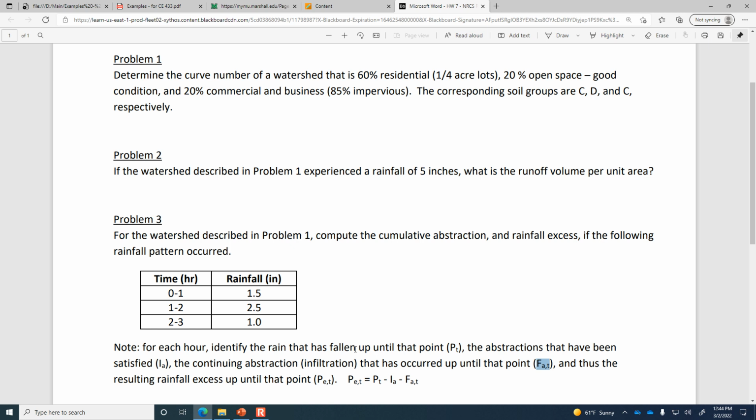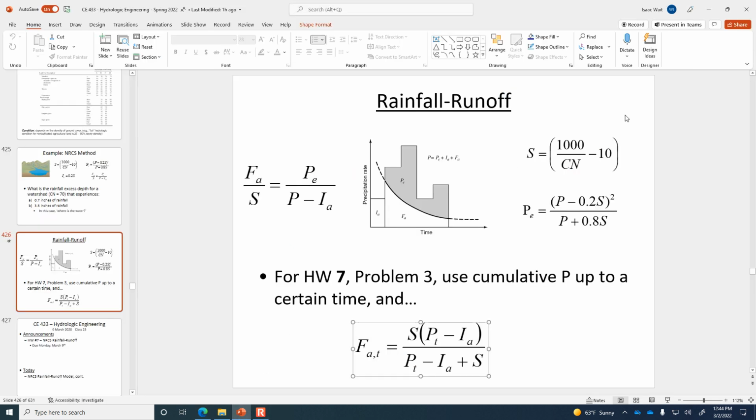But the hint I wanted to give you is that the precipitation is cumulative. So during the first hour you have 1.5 inches of precipitation, but then at the end of the second hour, you have a total of 4 inches of precipitation, because it was the 1.5 in the first hour and the 2.5 in the second. And so in this formula that we've just looked at, P is the cumulative precipitation amount that's occurred up to a certain point in time.